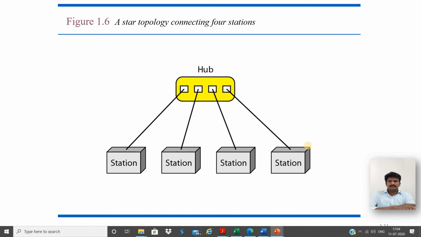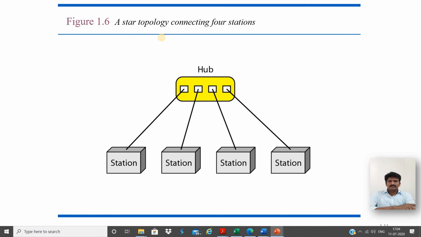Star topology. Here we have the hub, and from there we have the stations. These stations communicate with each other through the hub only. If the hub fails, then the total network will go down. Even stations that are near to each other cannot communicate with each other. This is the disadvantage of the star topology.